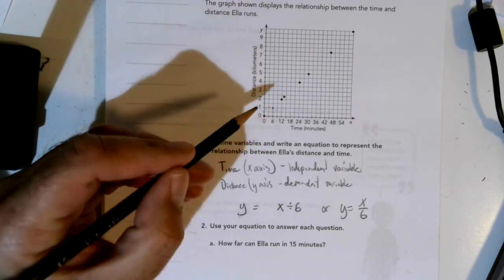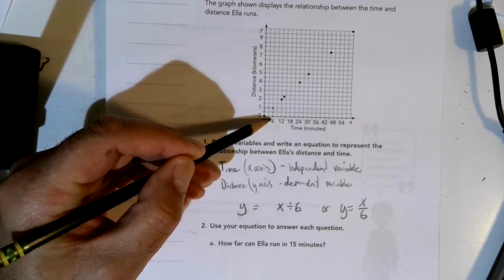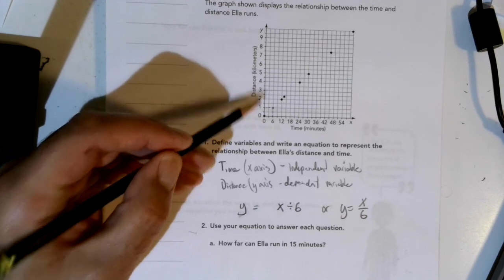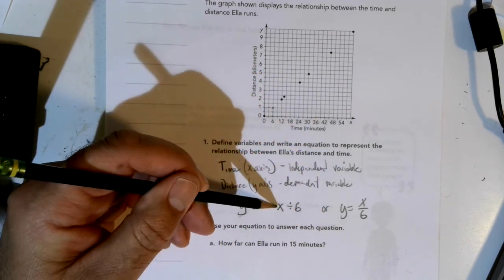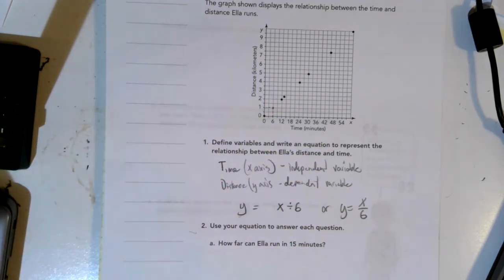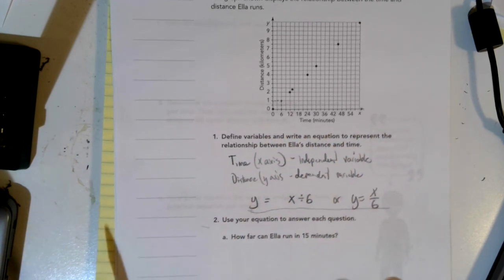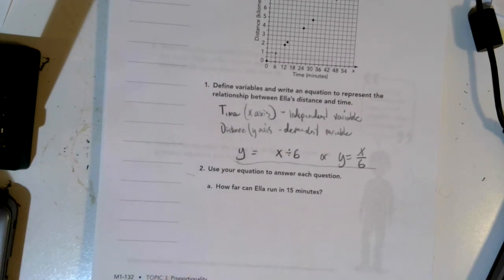And then more importantly, every time I take my y and I divide it by x, I get 1/6. And so now we're taking 1/6 of x, or x divided by 6, to get our distance. Okay, so this is the equation that you would use to solve the rest of these problems. Good luck.